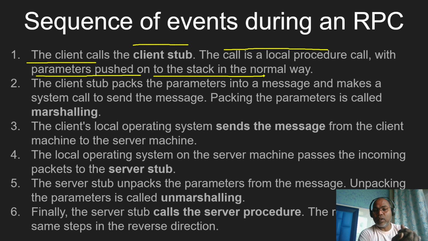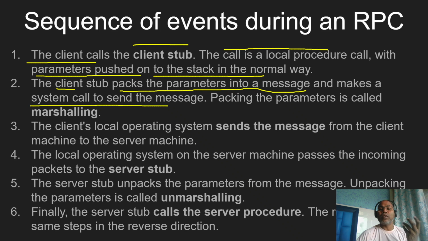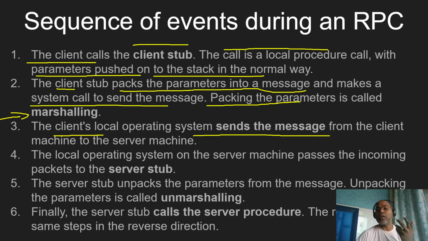They know this is the library, this is the stub exposing some functions; I call my function and pass the request-specific parameters. Now it is the responsibility of the client stub to pack the parameters into a message and make the system call to send the message. Packing the parameters and putting them in a format that can easily be transferred over the network is known as marshaling. After marshaling, the client's local operating system passes it to the transport layer, then the network layer and physical layer, which send the data from the client machine to the server machine.